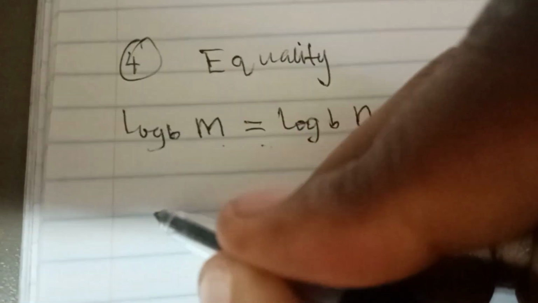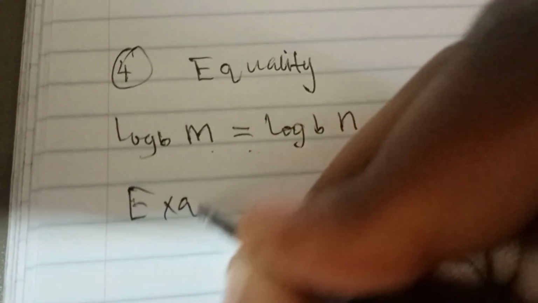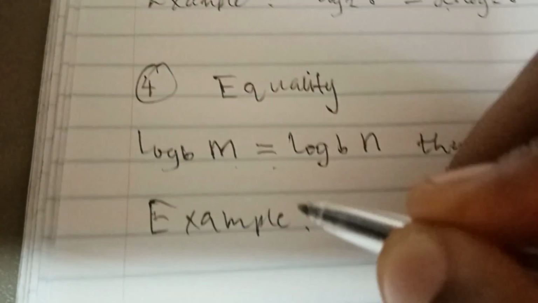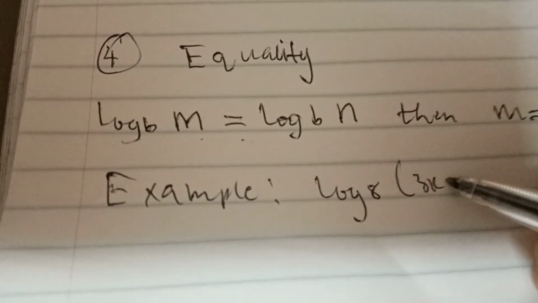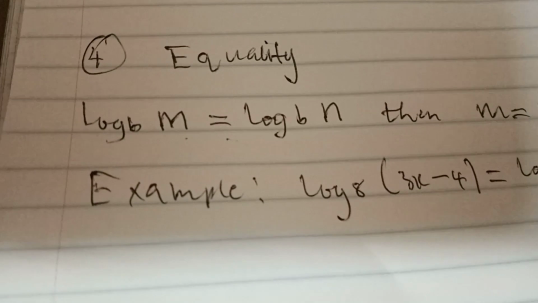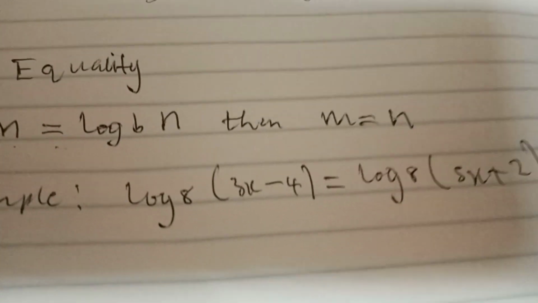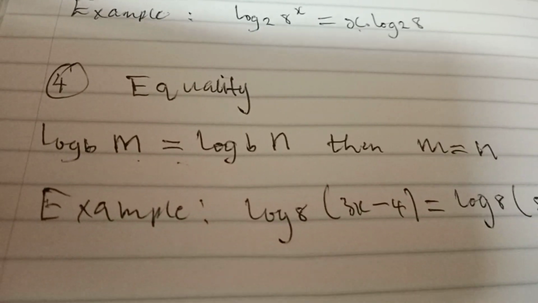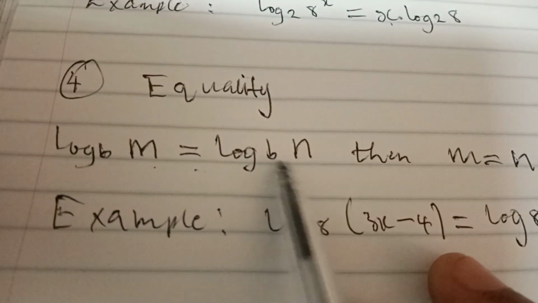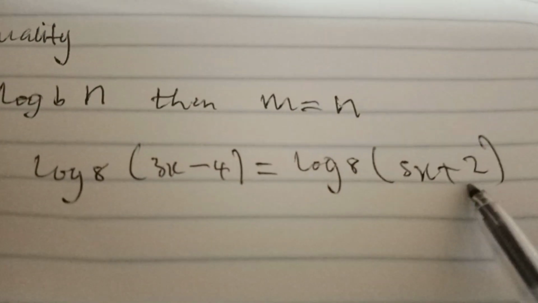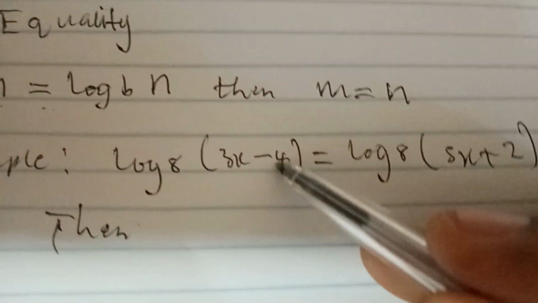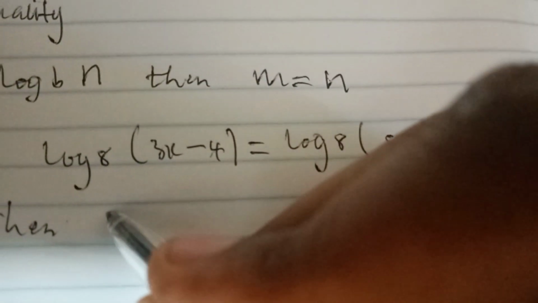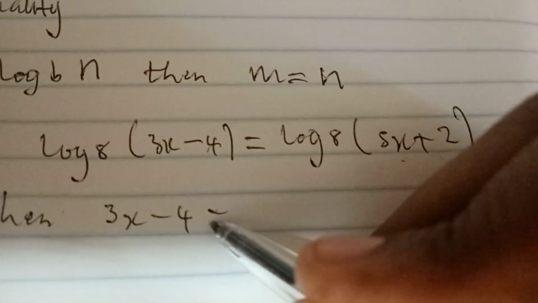Let's look at an example just to further understand what's happening here. Let's have log_8 of (3x minus 4) equal to log_8 of (5x plus 2). Using the definition of equality, as you can see, when we have the same base, we equate the arguments. We're going to say that 3x minus 4 equals 5x plus 2, according to the property.